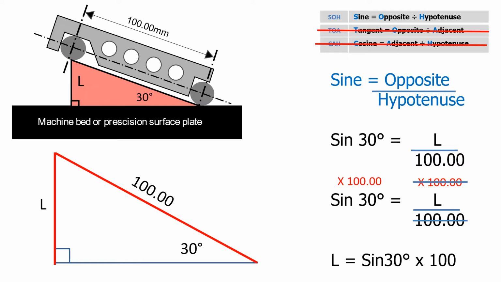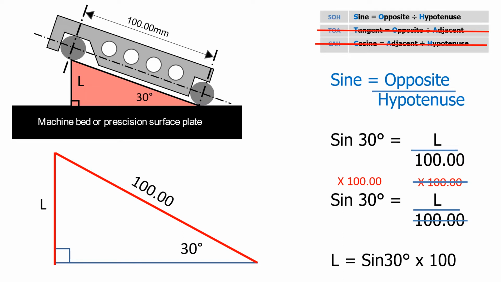The reference angle is 30 degrees. The side opposite the reference angle is L. And the other side is the hypotenuse, which is 100. Sine equals opposite over hypotenuse, or opposite divided by the hypotenuse. Therefore, sine 30 degrees equals L divided by 100.